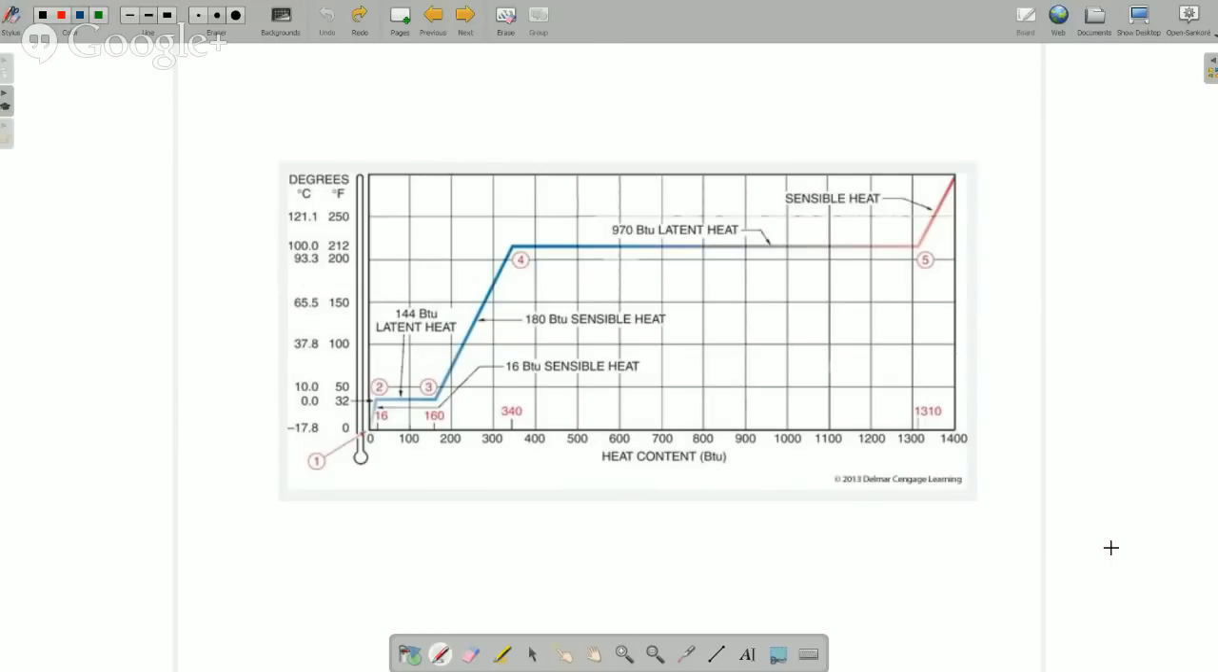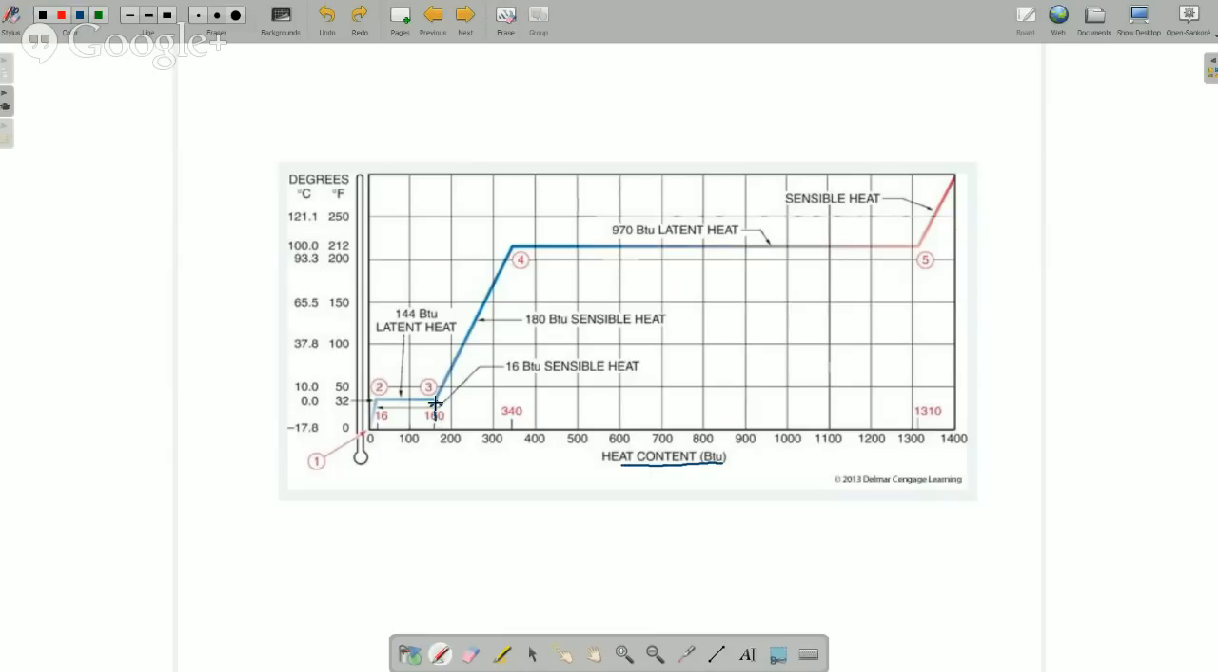Okay, let's take a look at this diagram. This is a diagram out of our textbook, and it starts down here with minus 17-degree ice. We're not going to talk about the ice raising temperature and melting. We're going to talk about 32-degree water, and we're going to start right here at this part of the graph. So we take 32-degree water, and this is our BTU content here.